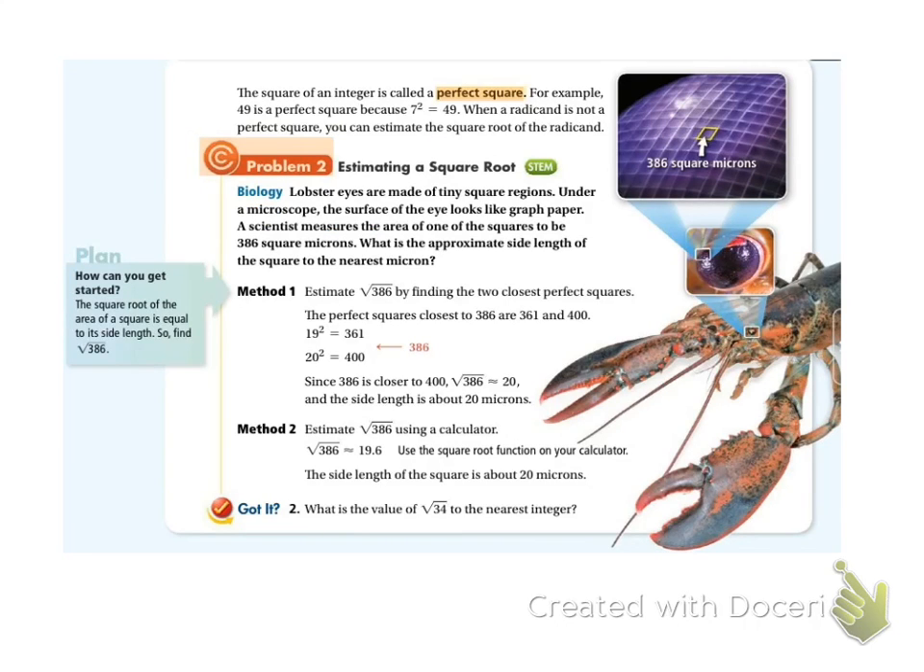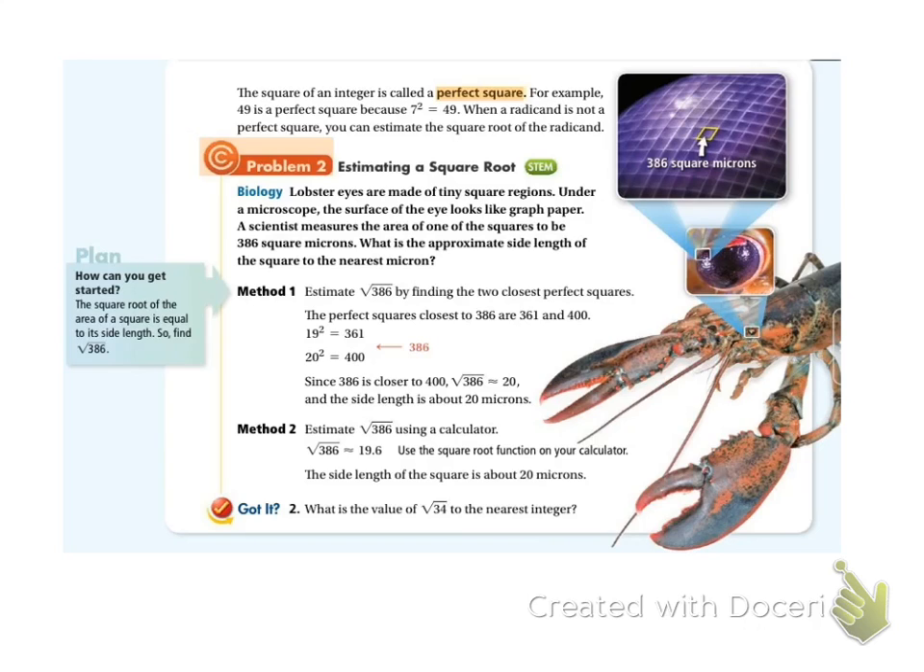Okay, and when we square an integer, we call that a perfect square. So 49 is a perfect square because 7 squared is 49. So 2 squared is 4, 3 squared is 9, 4 squared is 16. So 4, 9, and 16 are all perfect squares. If we don't have a perfect square, we can estimate it.